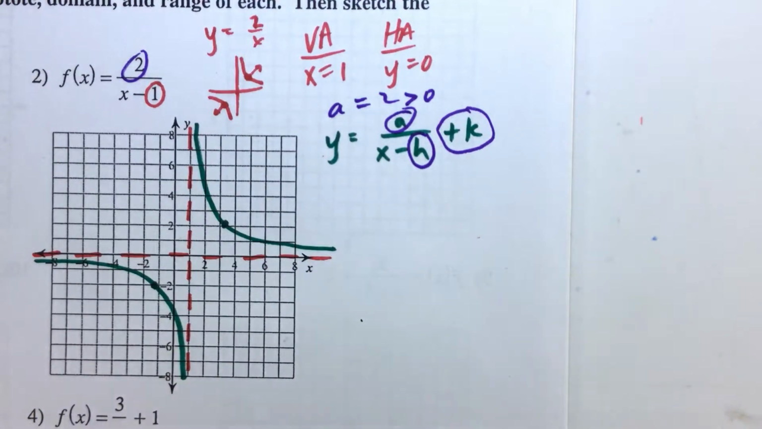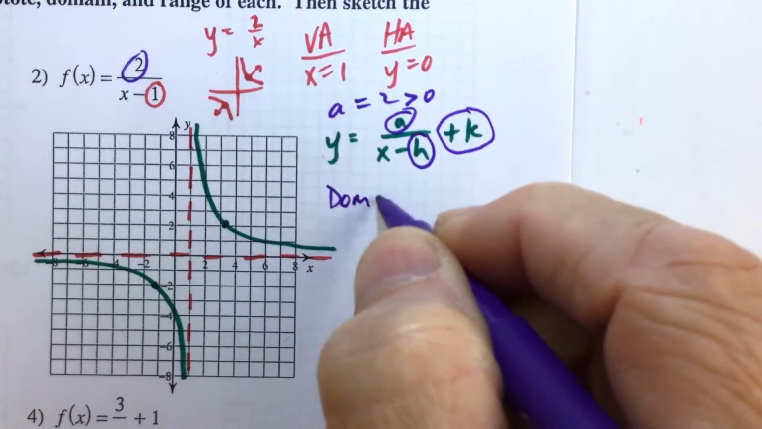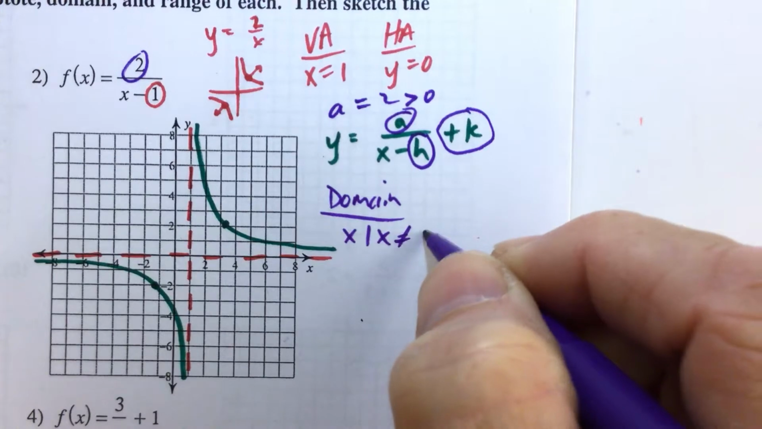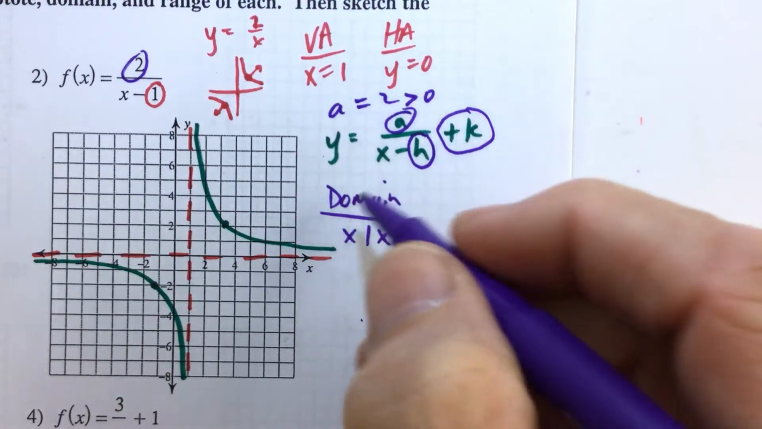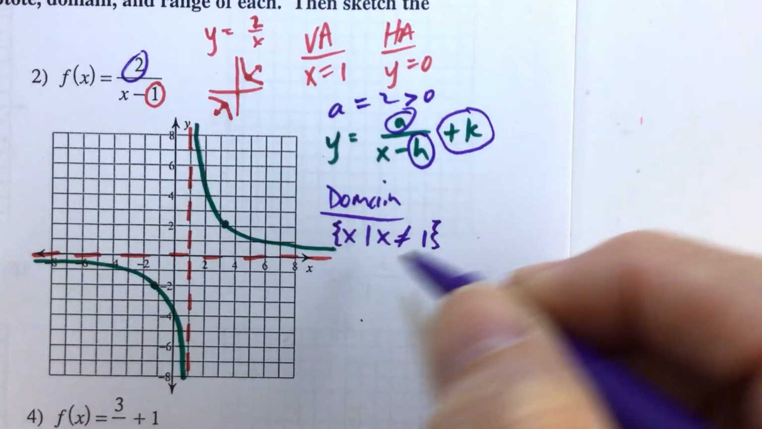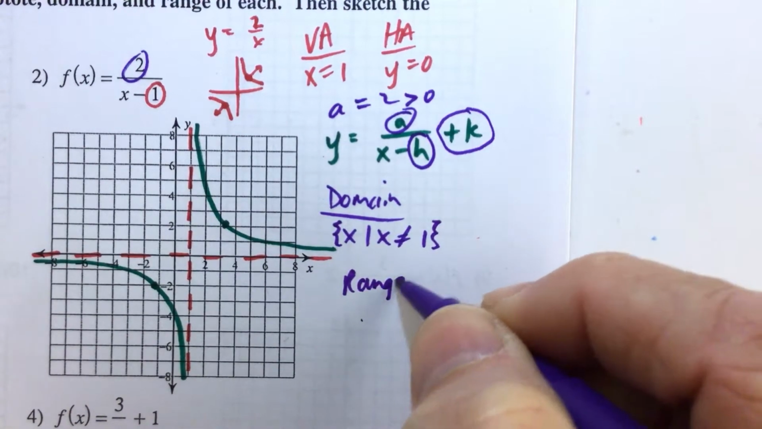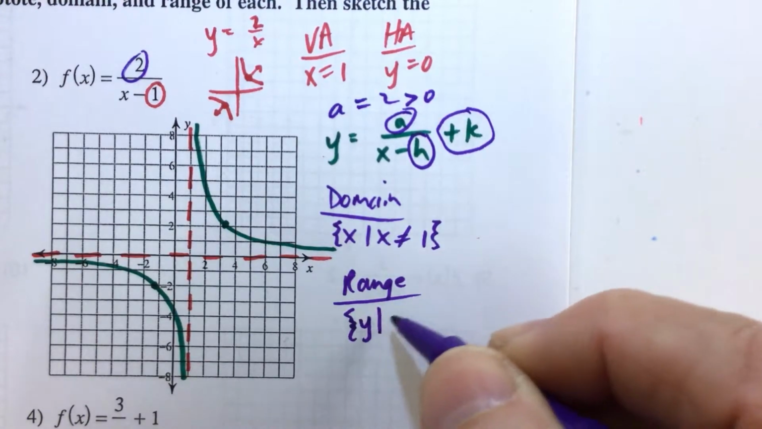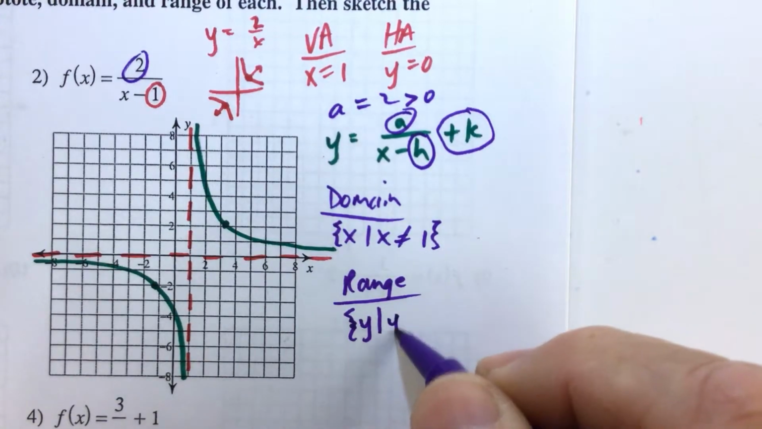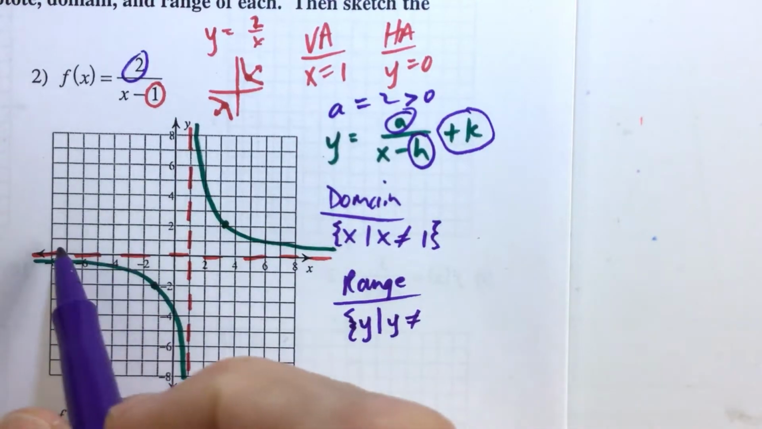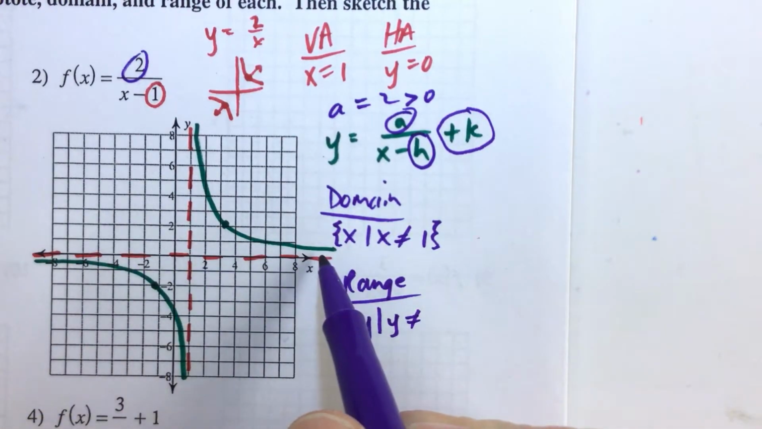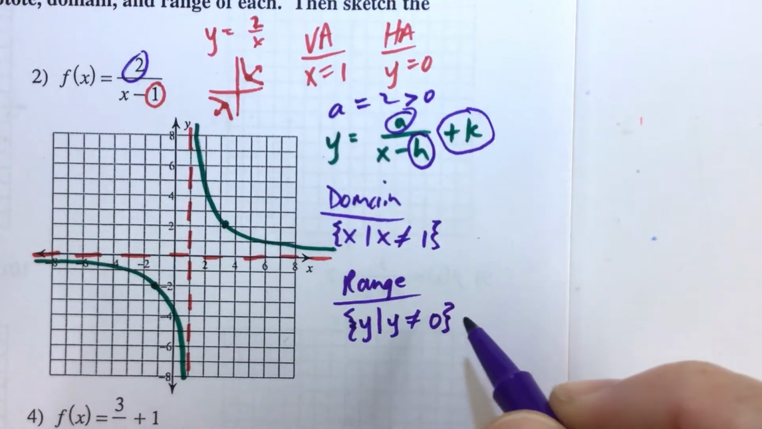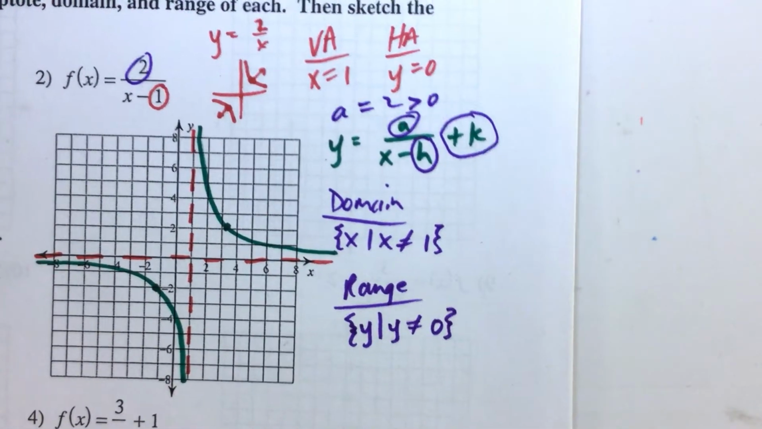And our domain and range then would be the only other things that we need to worry about here. The domain would be all real numbers x, such that x does not equal the vertical asymptote. So we always can find the domain. We can also find the range by looking at the y value. Whatever y value doesn't get used in the graph, y such that y does not equal, well, the y value can never be 0 here because the numerator of the fraction can never be 0. And so therefore we say the range of the function is all real numbers y such that y does not equal 0.